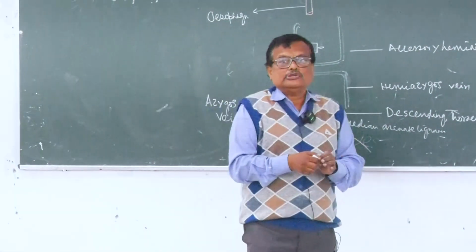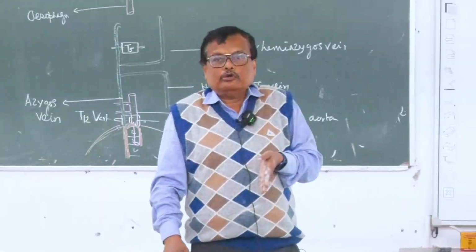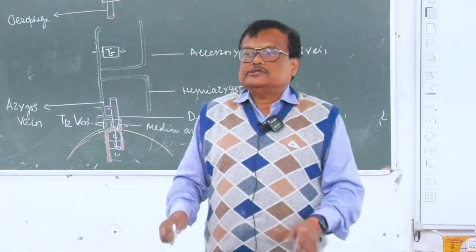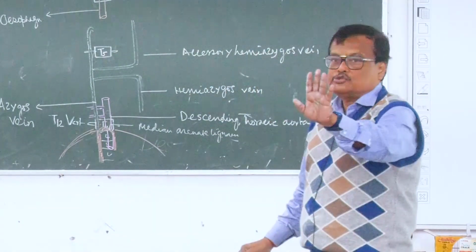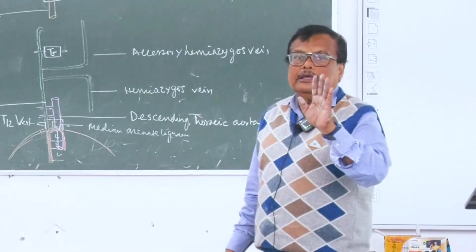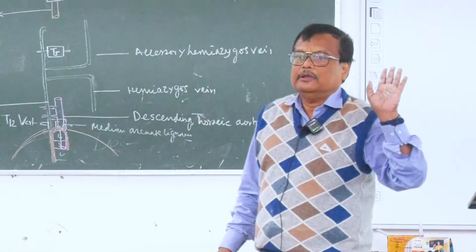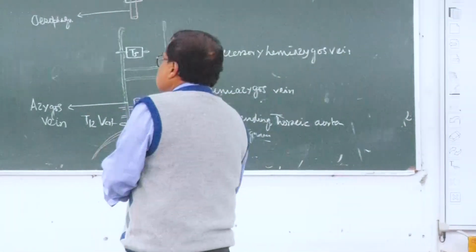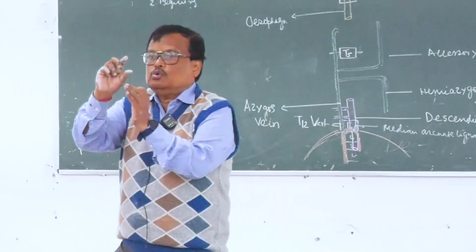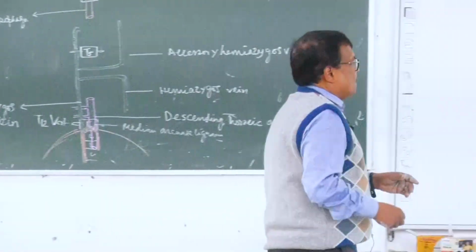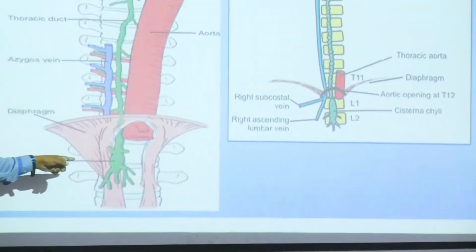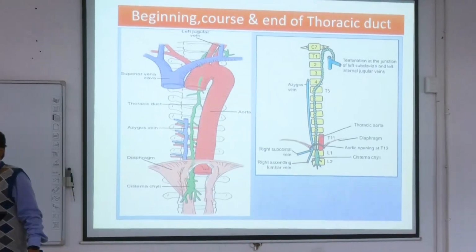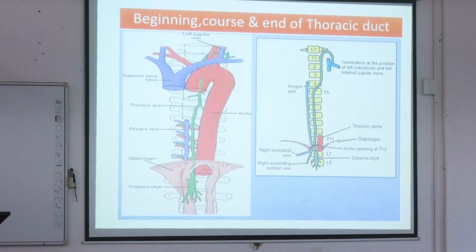Usually the aorta remains on the left side of the vertebra, in front of the left side of the vertebra, and the vena cava is usually on the right side. Whatever it may be, the inferior vena cava does not pass through this opening. So what are the other structures passing? Most important now, there is a lymphatic sac, the chyle sac, known as the cisterna chyli.